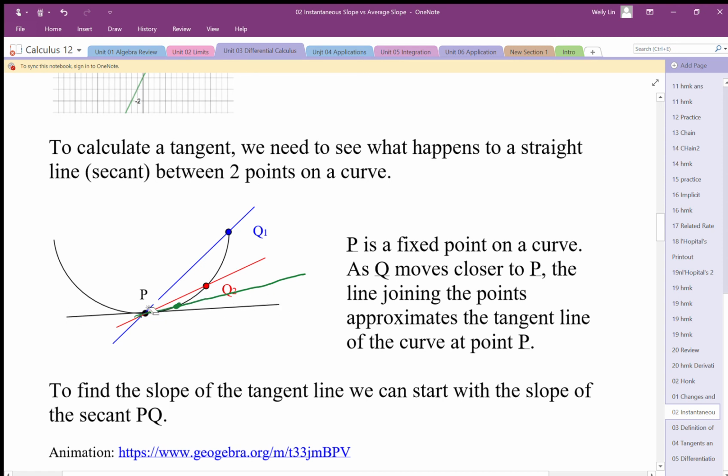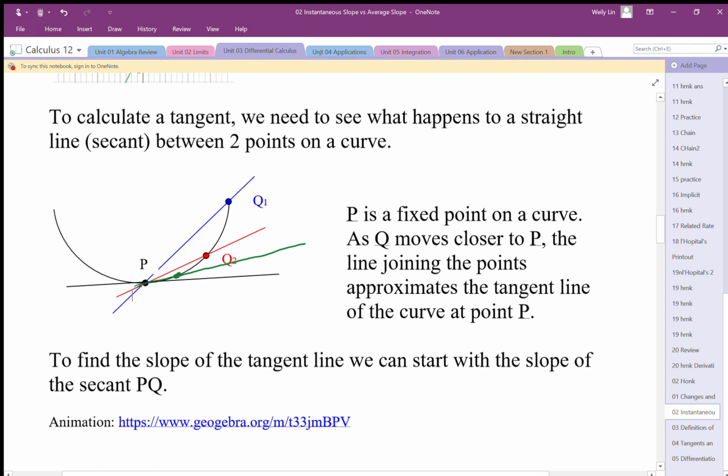So as I choose a point really close to P, the slope of that secant line, which has a little bit of rise and a little bit of run, is going to be virtually identical to the slope of the black line. So this is our process. We're going to use a limiting process to do this.